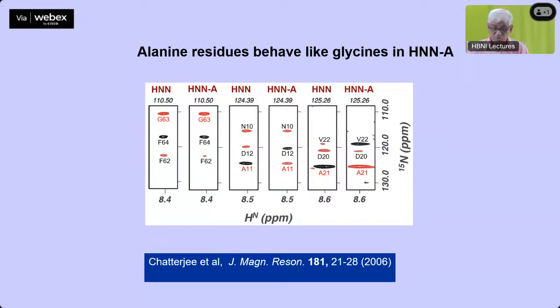Another example here. So this is HNN. This is the particular triplet 20, 21, 22.